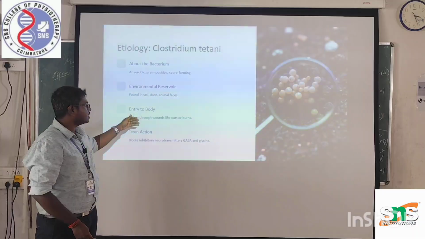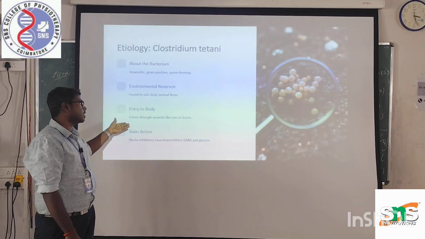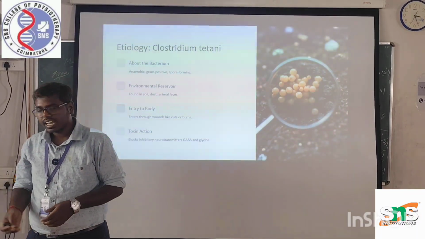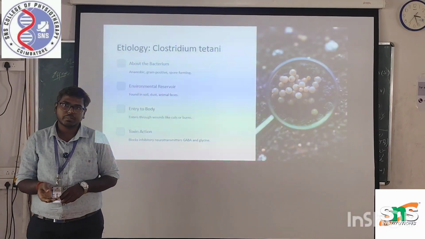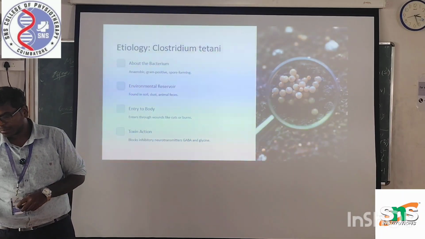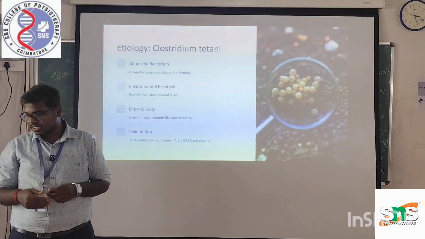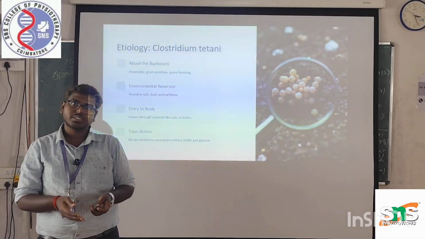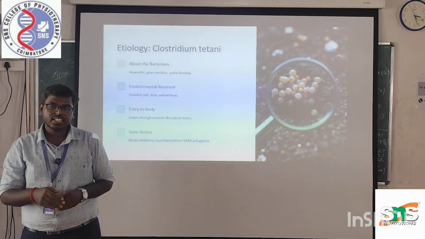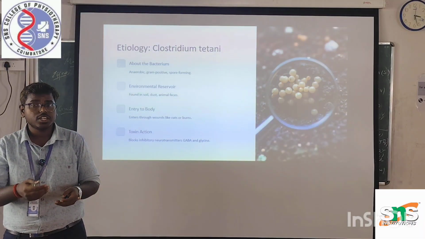The next point is how Clostridium tetani enters the body. It enters through wounds like cuts and also burn injuries. Superficial burn injuries can also open a door for the tetanus bacteria. Lastly, there is its toxic action. It blocks the inhibitory neurotransmitters such as GABA and glycine. These are the two neurotransmitters that mainly inhibit neurotransmission.